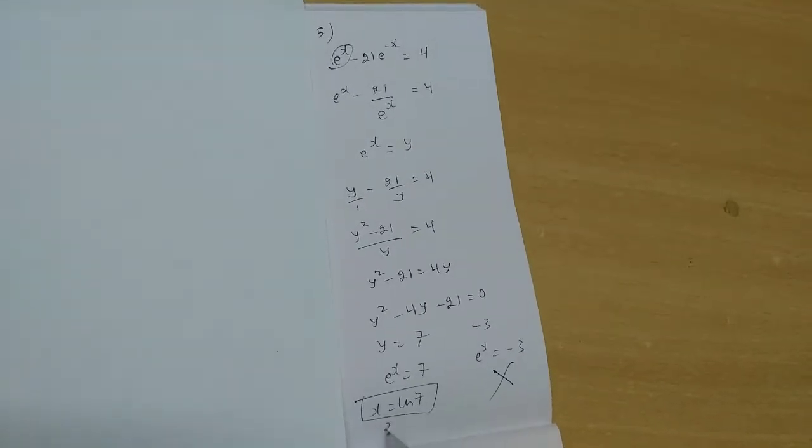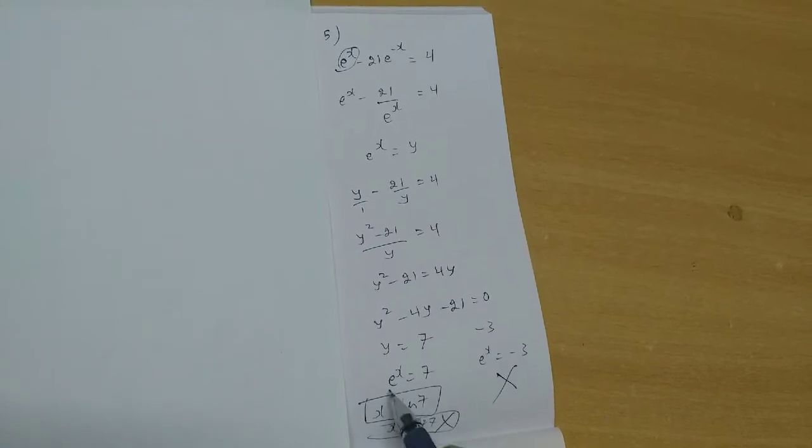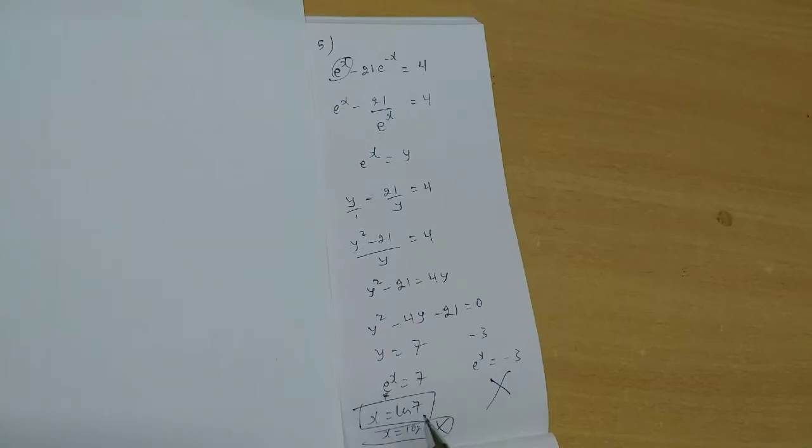One more time I am saying, if you write x = log 7, it's considered wrong because here the base is e. So whenever e is there, ln only should be used.